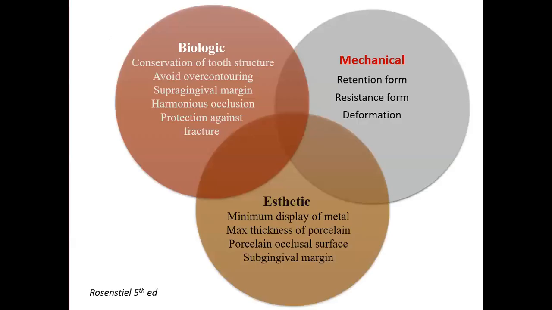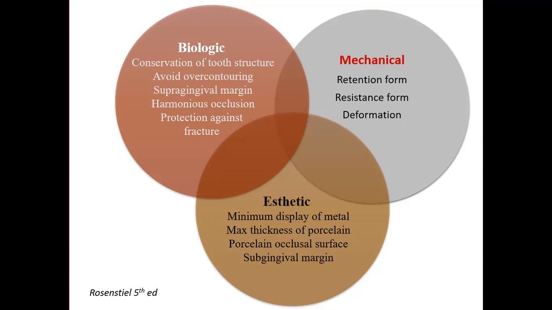Now, according to Rosenstiel, the principles are divided into 3, that is biologic, mechanical, and aesthetic. Biologic principle deals with the health of oral tissues, which includes conservation of tooth structure, avoid overcontouring, providing supragingival margin, providing harmonious occlusion, and protection against tooth fracture. And mechanical principles deal with the integrity and durability of the restoration, which includes providing a proper retention form, a proper resistance form, and prevention of deformation. Now, aesthetic principles affect the aesthetics or appearance of the patient. It includes minimum display of metal, maximum thickness of porcelain, porcelain occlusal surface, and supragingival margin. These are the principles according to Rosenstiel.